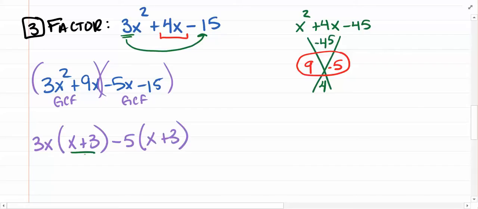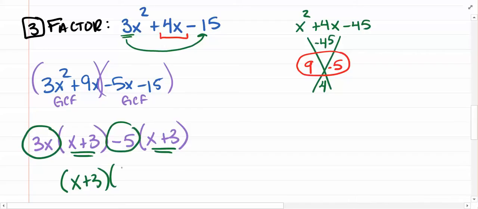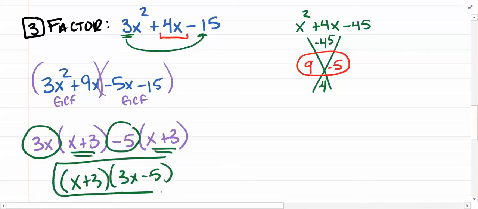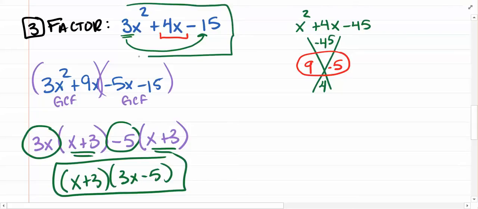Hopefully you see you have a common term between each of your new factors, so therefore the answer is x plus 3 times the leftover pieces that you factored out, 3x minus 5. So therefore, 3x squared plus 4x minus 15 factors to the product of x plus 3 times 3x minus 5.